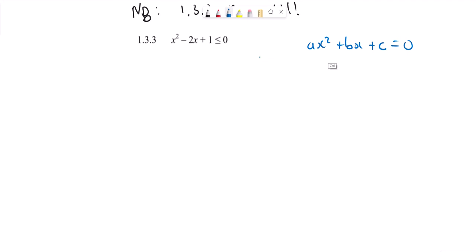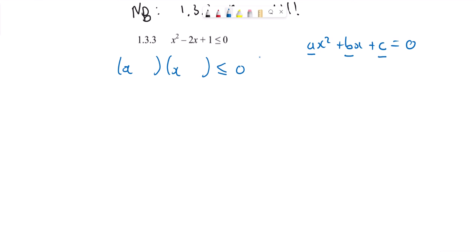Anyway, it's equal to 0. This is the standard form, where a is 1 and b is minus 2 and c is 1. In this way we just open two brackets, less than or equal to 0. So here we're going to get x and x. What are the two numbers that when you multiply, they give you positive 1, but when you add them, they give you negative 2?